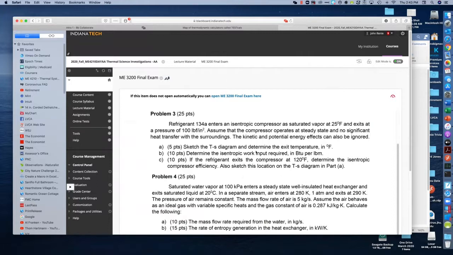And then the last part is to determine what happens if we allow it not to be isentropic, but rather non-isentropic, have some irreversibility occurring, and then determining what the actual compressor efficiency is. And so in this case here, we're allowing the temperature to rise because of irreversibility up to 120 Fahrenheit. And we're then going to determine the isentropic compressor efficiency and look at where that new location would be on the plot.